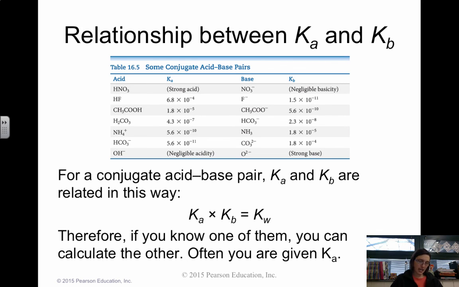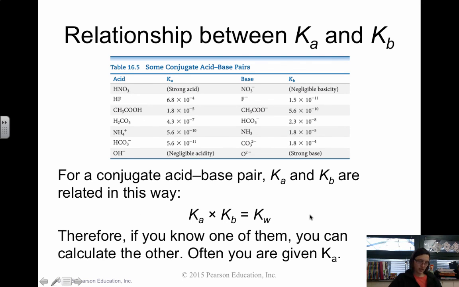For any conjugate acid-base pair, the product of the acid dissociation constant, which is Ka, times the base dissociation constant, which is Kb, is equal to the ion product constant of water, which is Kw. Therefore, if you know Ka, you can find Kb. If you know Kb, you can find Ka. So even if Appendix D only gives you Ka, you could actually find Kb using this equation.